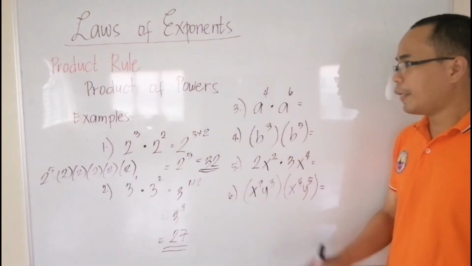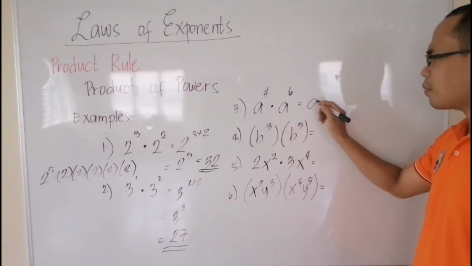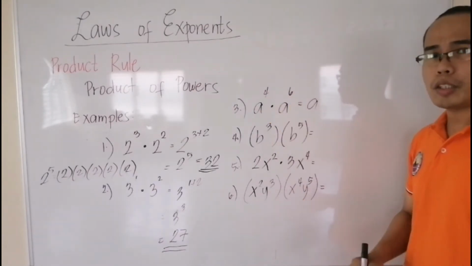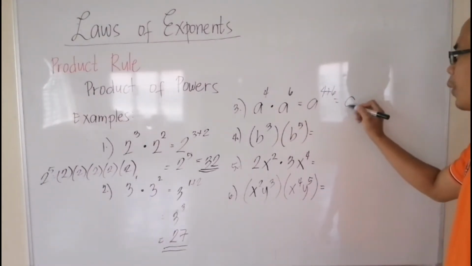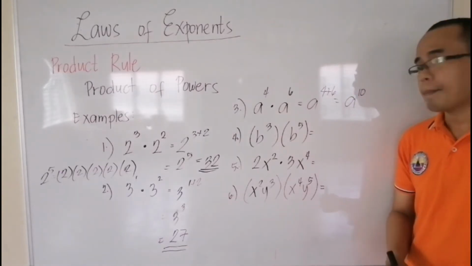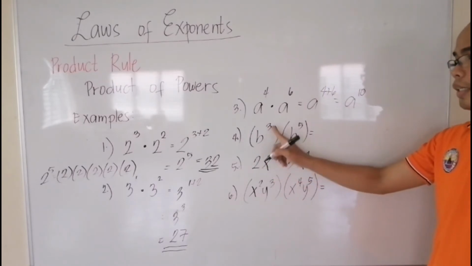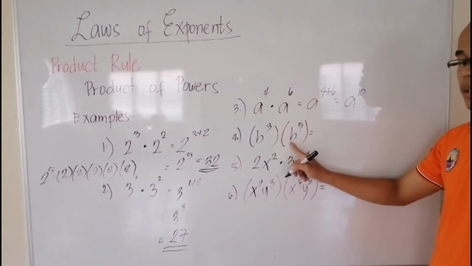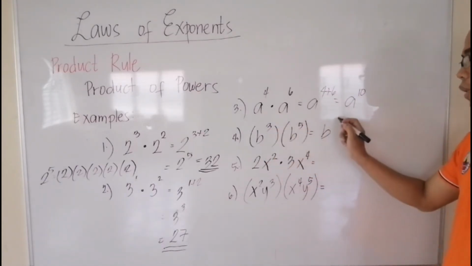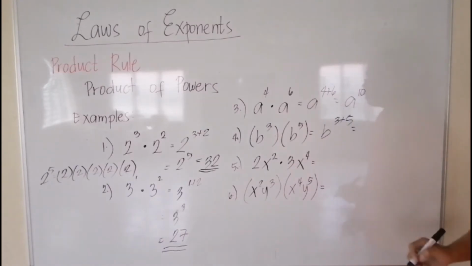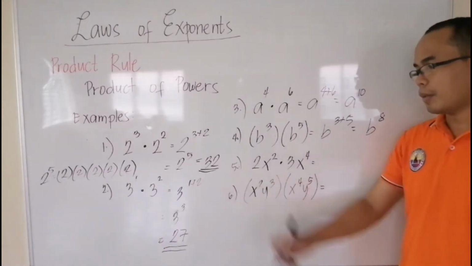Okay, example number 3. A raised to 4 times A raised to 6. So copy the base. And then add natin yung exponent. 4 plus 6 is equal to A raised to 10. Example number 4. So kapag ito b raised to 3 times b raised to 5, copy the base, and add the exponent. 3 plus 5 is equal to 8. b raised to 8.